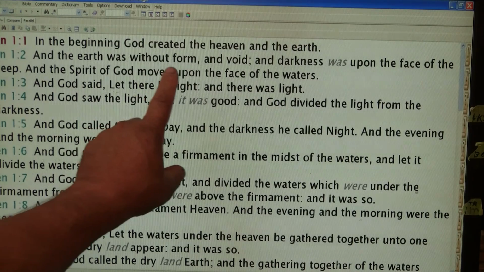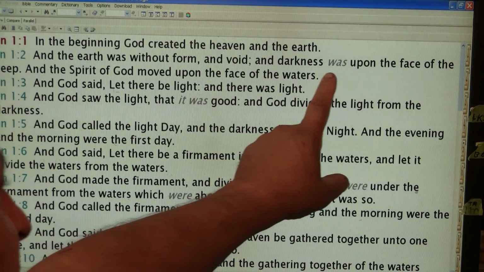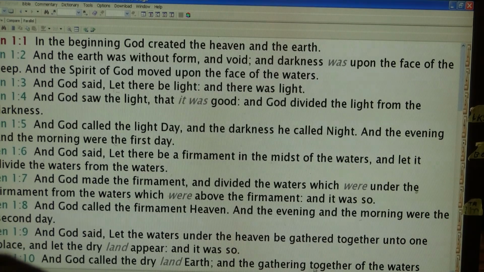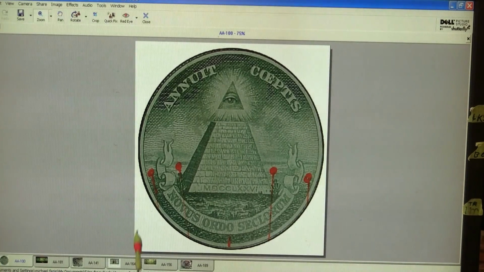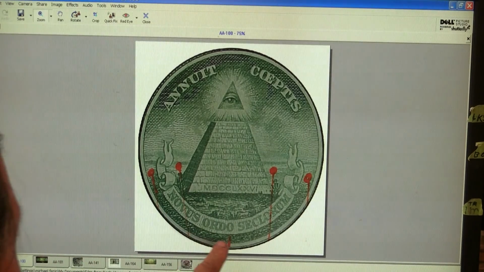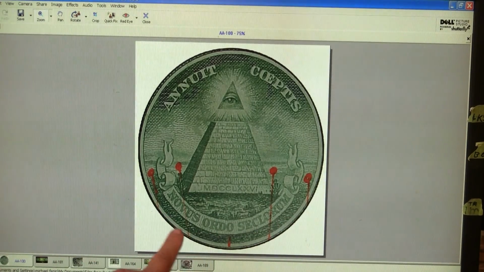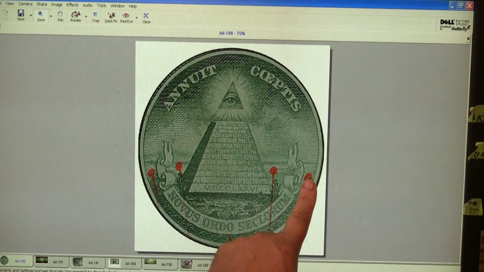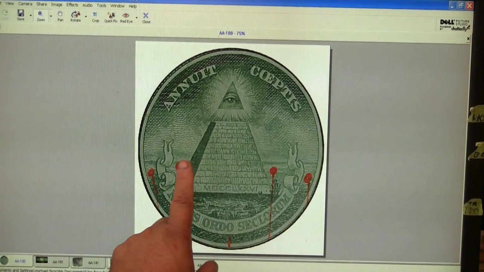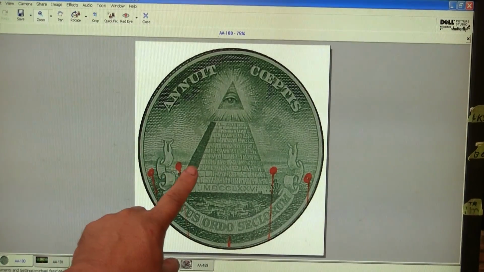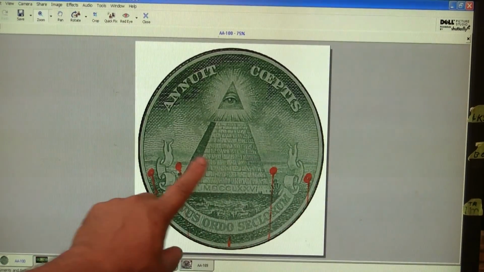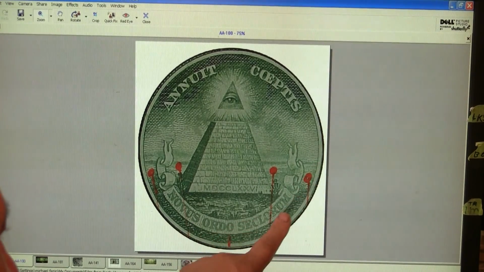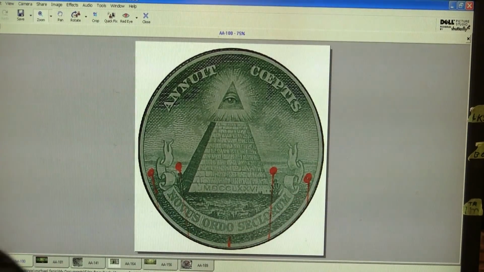And the earth was without form and void, and darkness was upon the face of the deep. That's very complex also, but this is the deep. The part at the base underneath the banner is the deep. Why do I call it the deep? I'll tell you. This is a body of water. Body 1, body 2, body 3, body 4. This is the surface of the water behind the pyramid. However, this is the bottom of the water. This is the deepest part of the water.